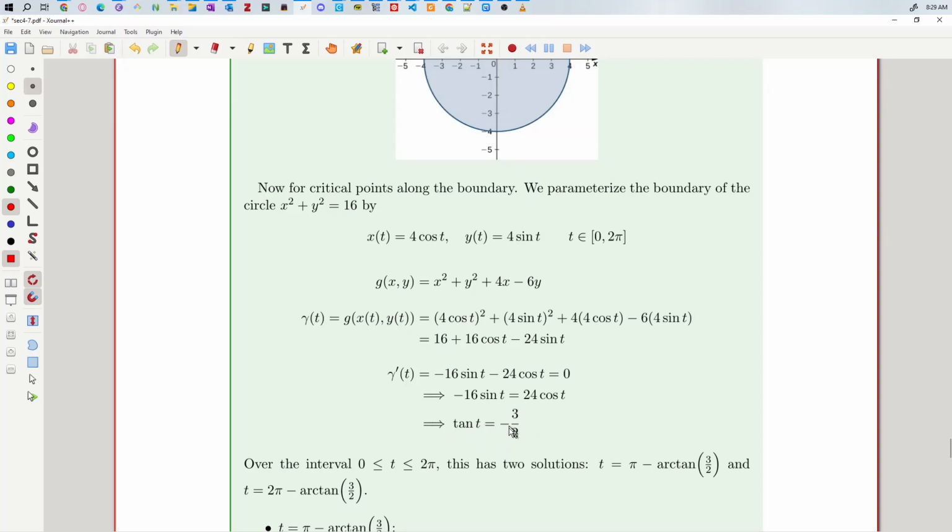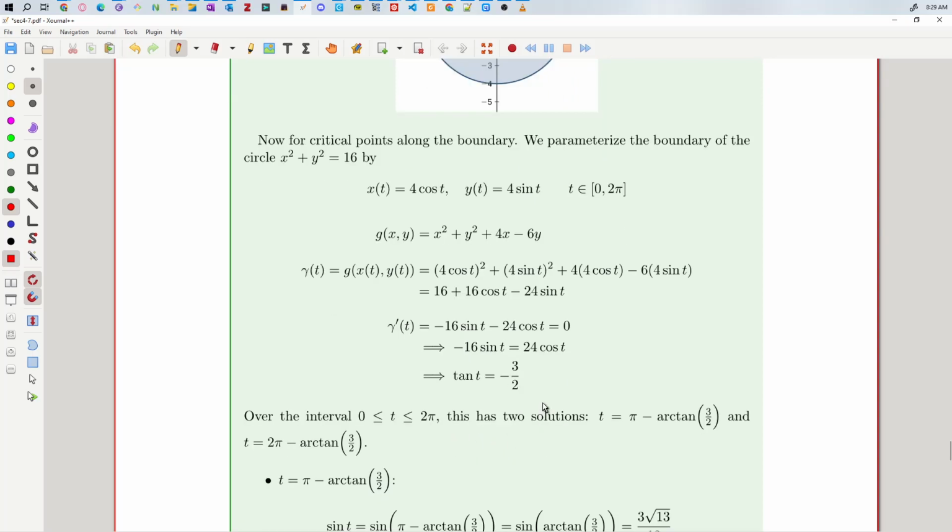Unfortunately, the book gave you this, and so the way that this works is that you are solving a trig identity over an interval, t going from 0 to 2 pi. This has two solutions. You can think about what happens on the unit circle.